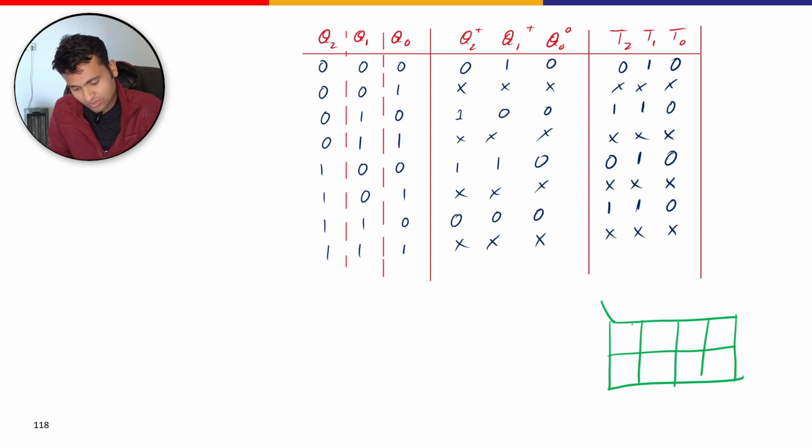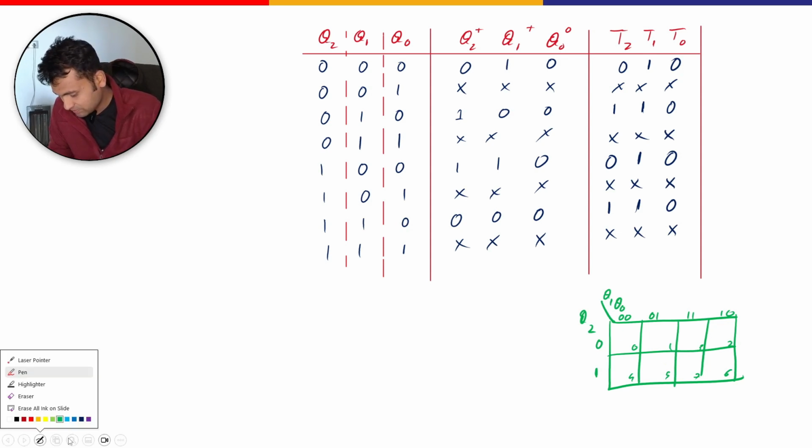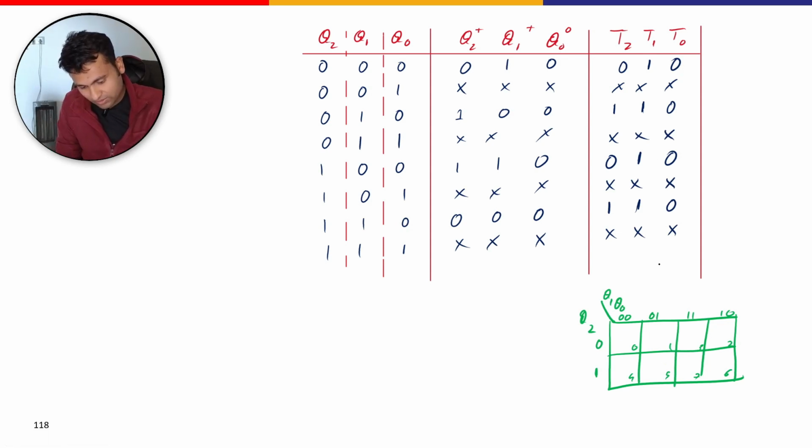So how will this look? Here we have Q2, Q1, Q0 coming. I'm writing the Gray code 00, 01, 11, 10, with cells 0, 1, 2, 3, 4, 5, 6, 7. Now if I start in this order, let me change the color. I'm filling in 0 right now for T0: 0, cross, 0, cross, 0, cross, 0, cross.